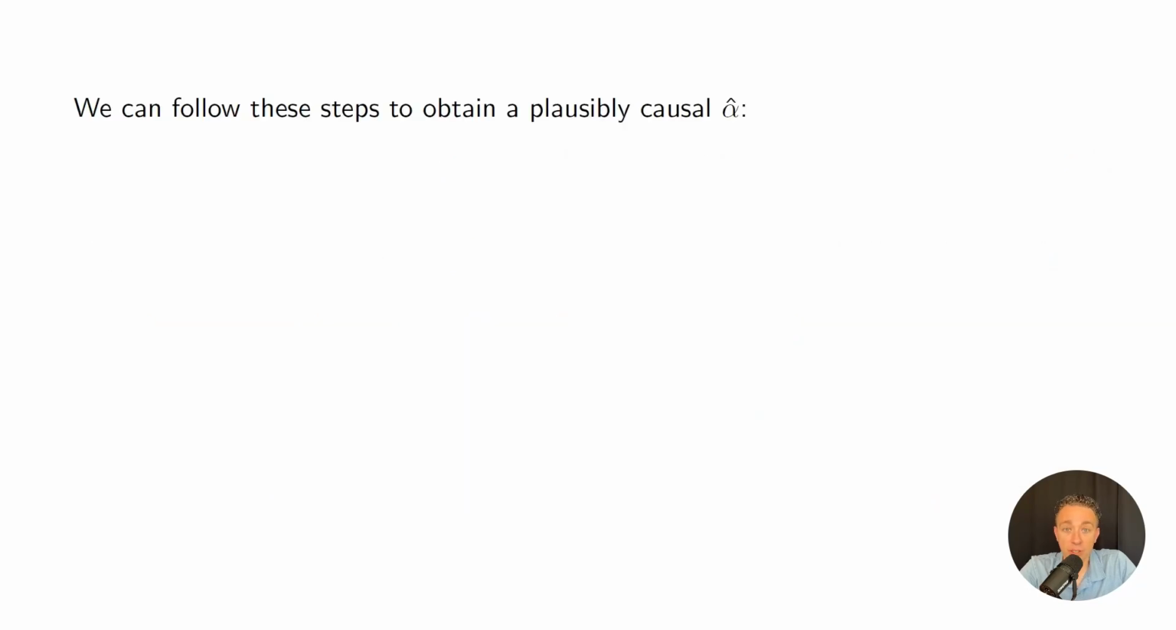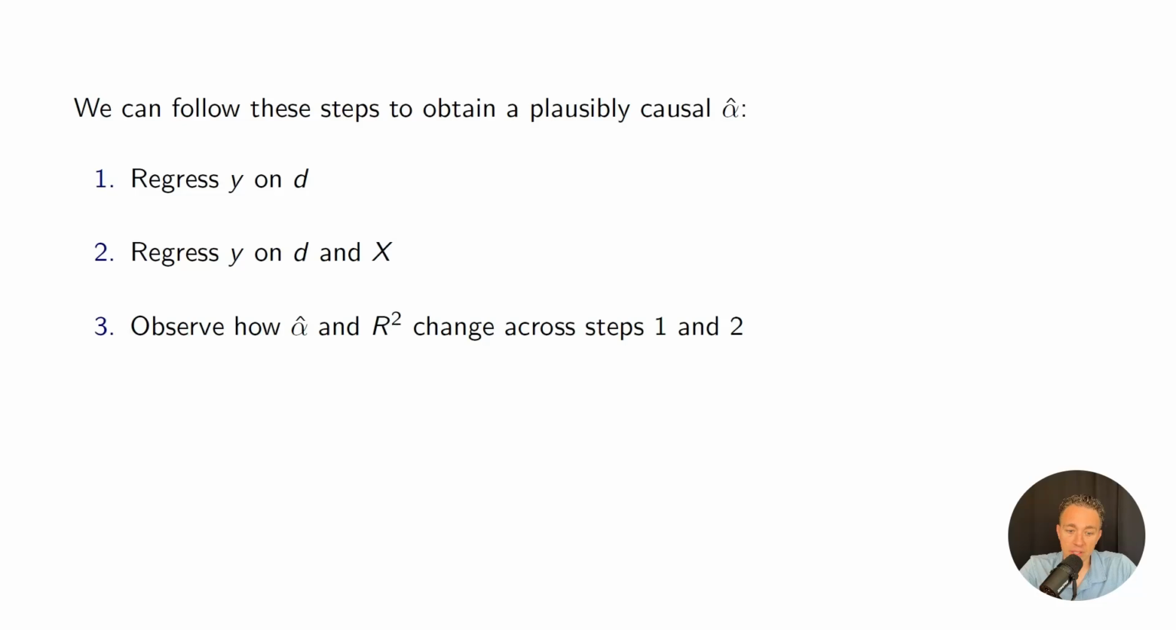So the steps that we follow to get to this solution are as follows. So first we regress Y on D. Then we regress Y on D and X. And why is this useful? Well, this can tell us about the correlation between D and X beta. If we sort of compare how much did alpha change across steps 1 and 2, and how much did the r² change across steps 1 and 2. So that's step 3, is to make that comparison or make note of what you're seeing in the data.